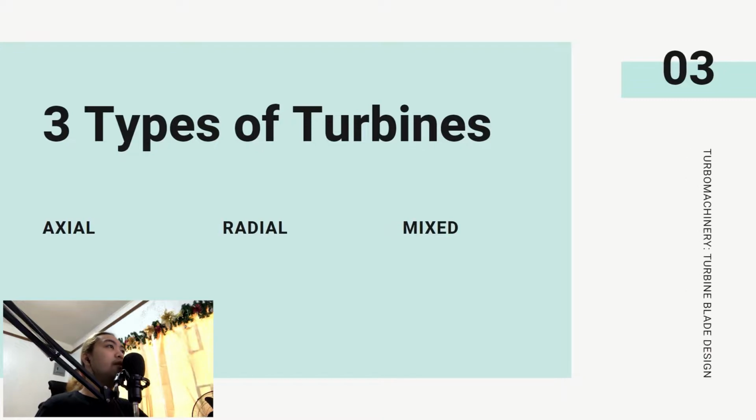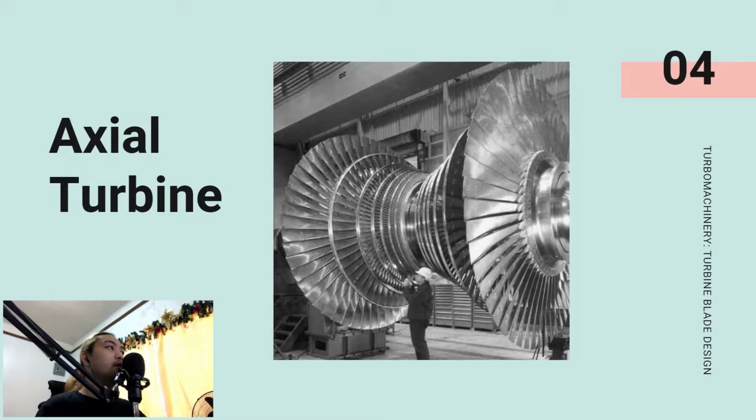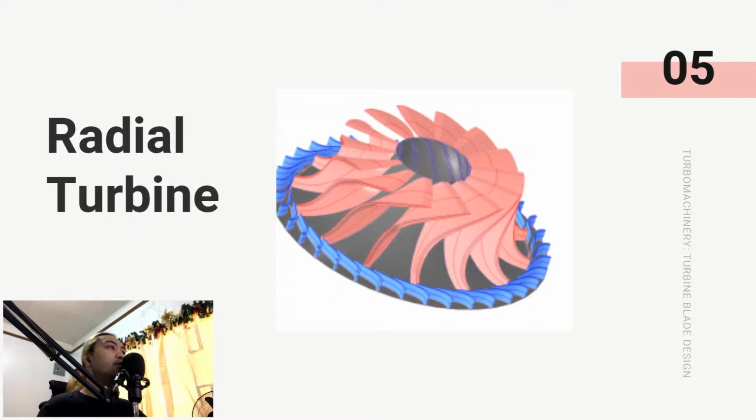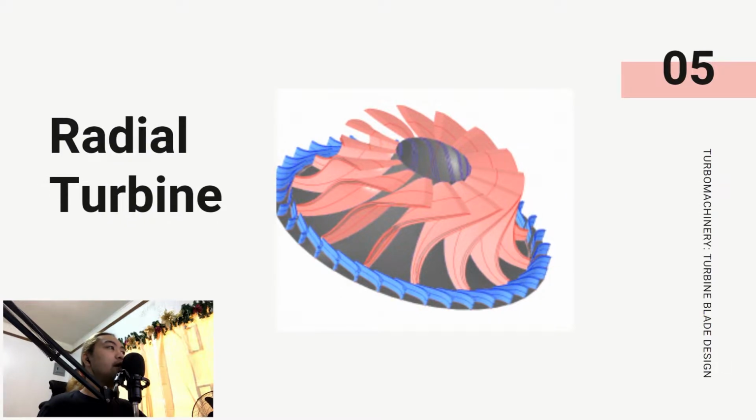Moving on, we have the three types of turbines, namely axial, radial, and lastly, the mixed turbine. For axial turbines, this is a turbine in which the flow of the working fluid is parallel to the shaft. It has a similar construction as an axial compressor, but it operates in reverse, converting flow of the fluid into rotating mechanical energy. Next we have radial. This is a turbine in which the flow of the working fluid is radial to the shaft.